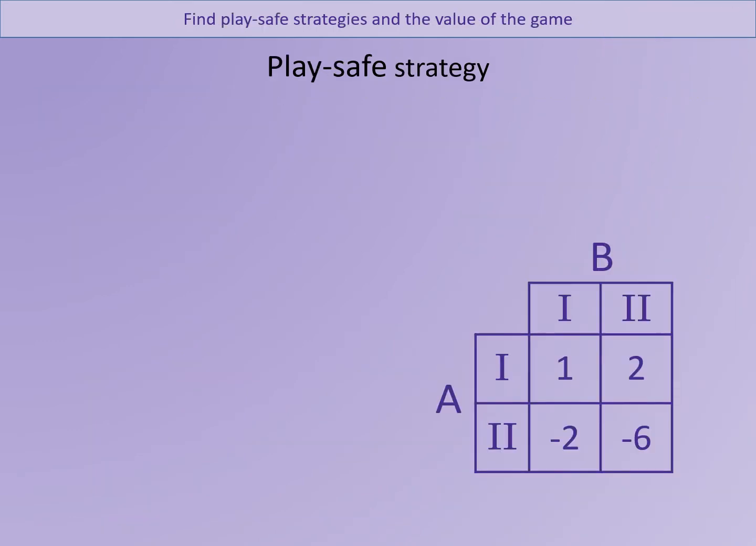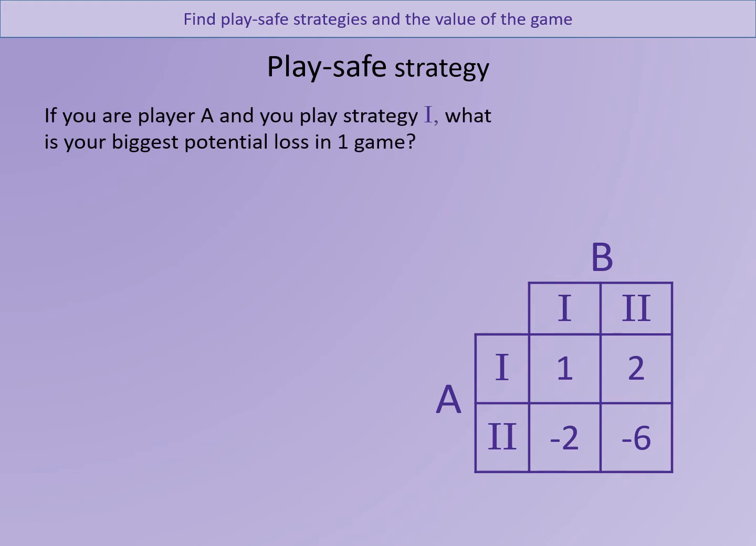So we're now going to consider the idea of playing safe. In other words, trying to minimise the amount that you might lose. So if we're given this payoff matrix here, showing the potential winnings for player A, if player A were to play strategy 1, what is the biggest potential amount that they could lose? Well, if A is playing strategy 1, then B could either play strategy 1, in which case player A would win 1, or if B chose strategy 2, then A would win 2. The big potential loss is actually that A will win 1.